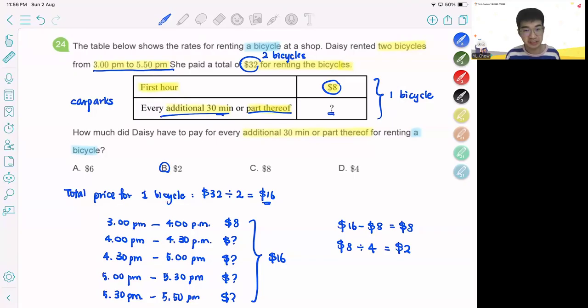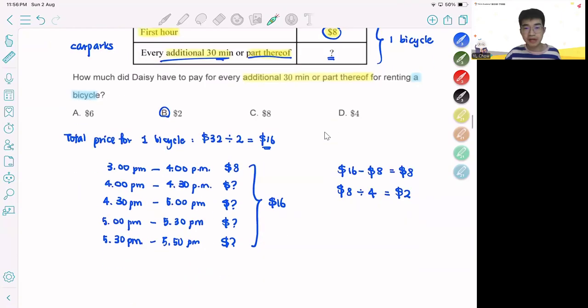A lot of you actually chose A because you forgot the key point over here. This table is for renting one bicycle, right? The details are for one bicycle, but the data, $32, is given for 2 bicycles, right? That's why you need to read the question very carefully, to try to identify key details that could be traps if you didn't identify them in time. All right, so that's the multiple choice question that I would like to go through today.